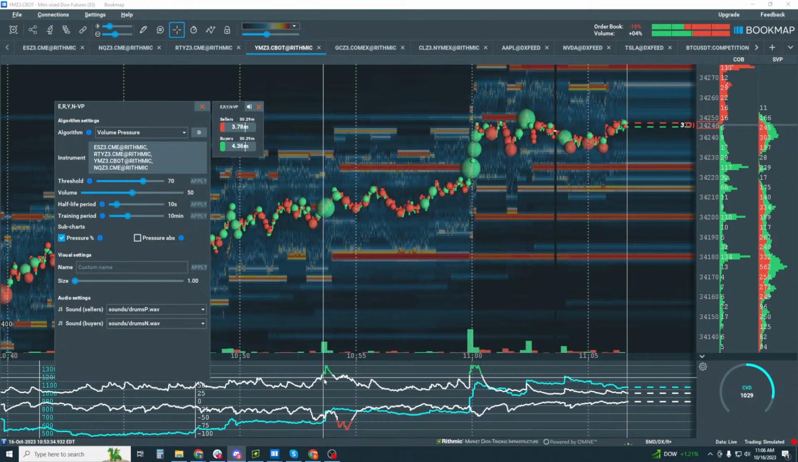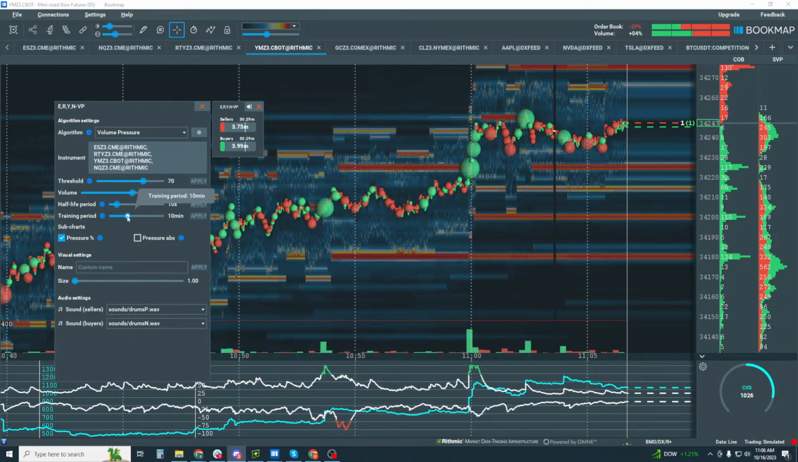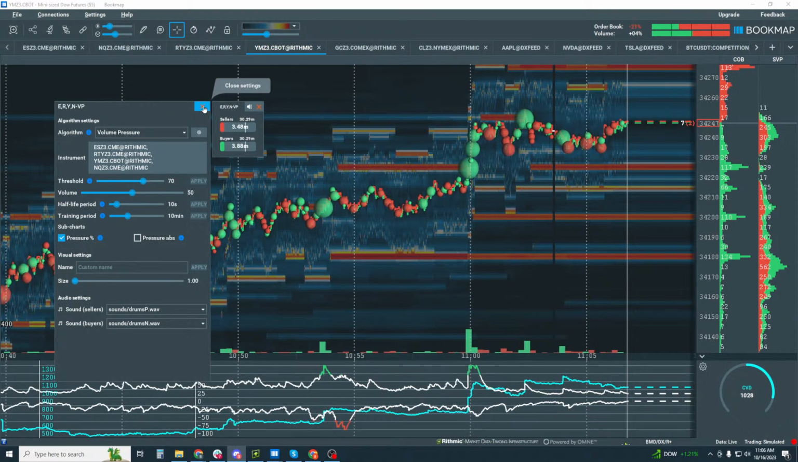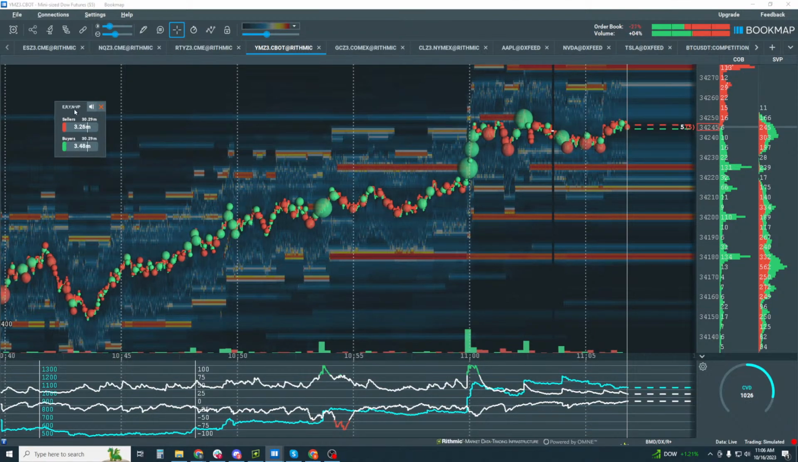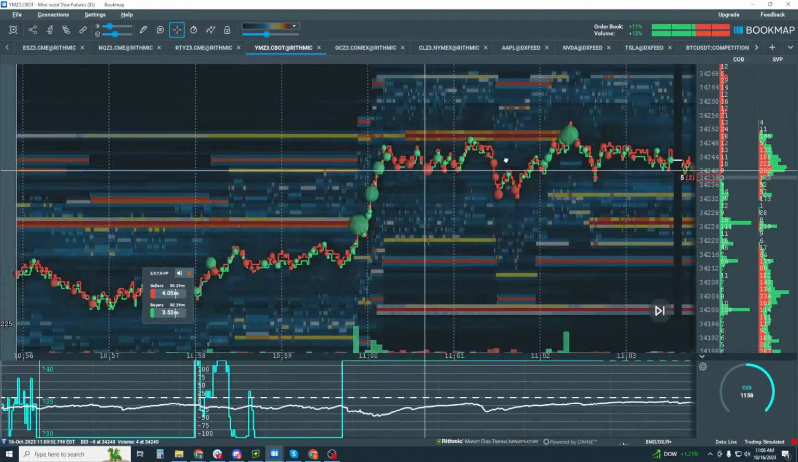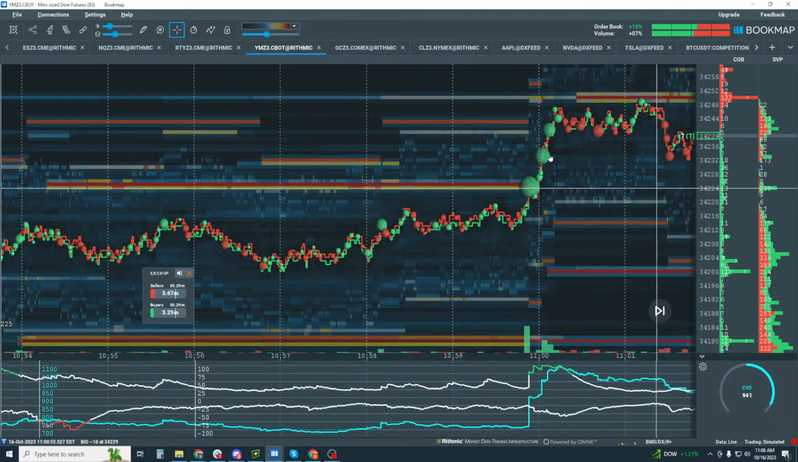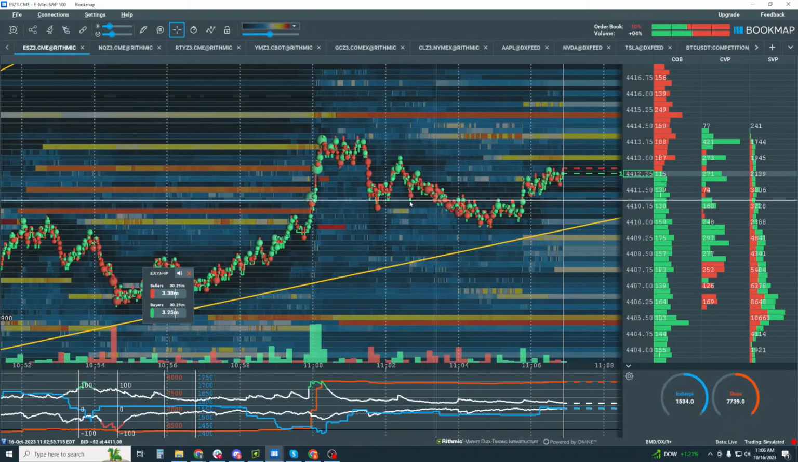Well, we're getting a little bit better filter if we go with 10 minutes as our training period here, our look back period of sliding 10 minutes of data. But let's take a look here at this 44.10. So that's the YM.